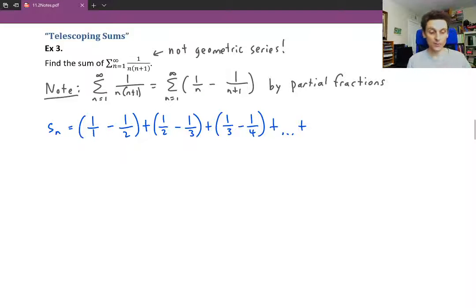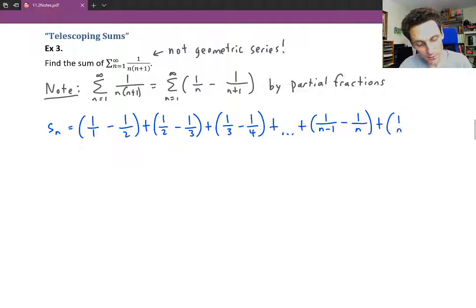And there are going to be a bunch more terms, but eventually we can pick up the trail at the n minus first term. So that's the one that comes right before the last term is the n minus first term. That'll be 1 over n minus 1 minus 1 over n. Then we have plus the nth term, which will be 1 over n minus 1 over n plus 1.